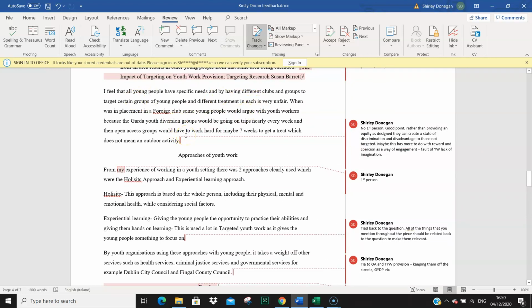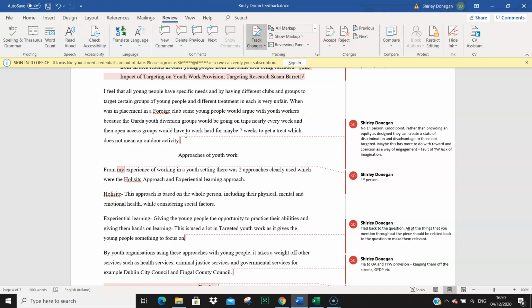So here we shouldn't have, again, the first person. It's a good point, but rather than presenting it in an anecdotal way from your experience, maybe present it in a more general way. So it is a really good point. So rather than providing equity as designed, because targeted programs are supposed to allow those being targeted to start at the same starting position as other young people sometimes, rather than creating that state of equity, they can end up discriminating or disadvantaging those that aren't being targeted.